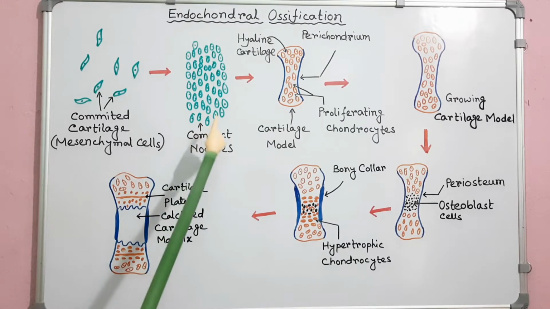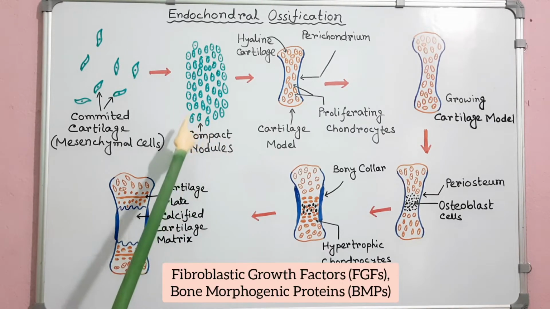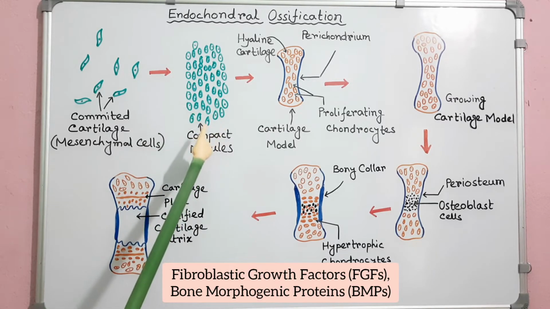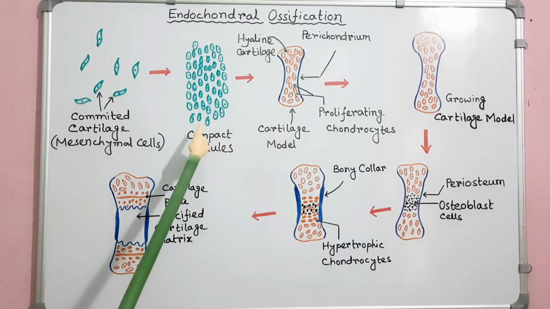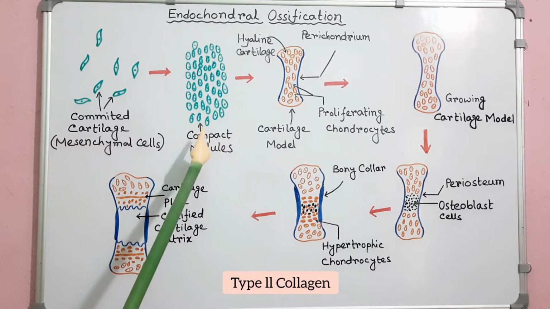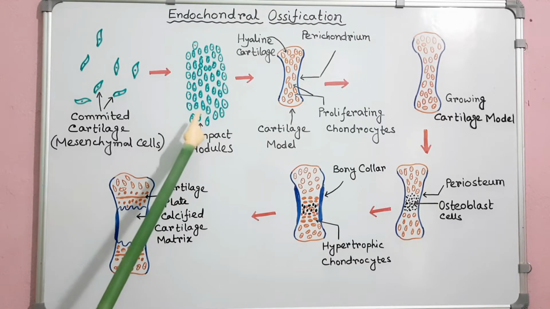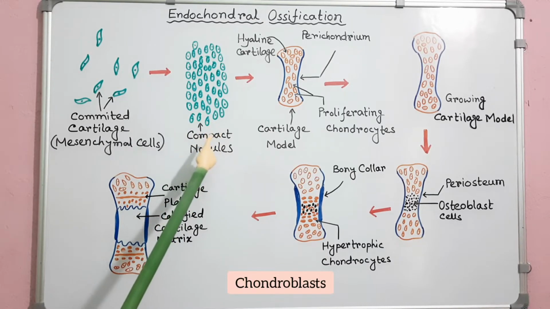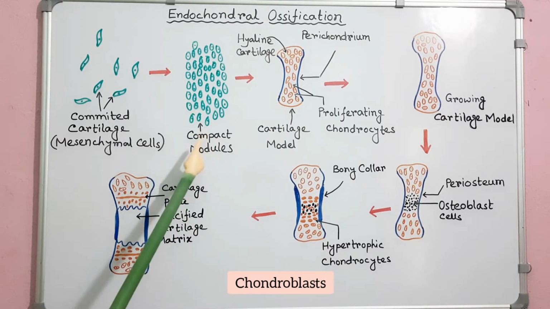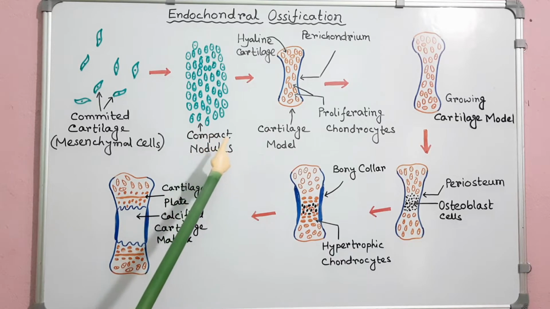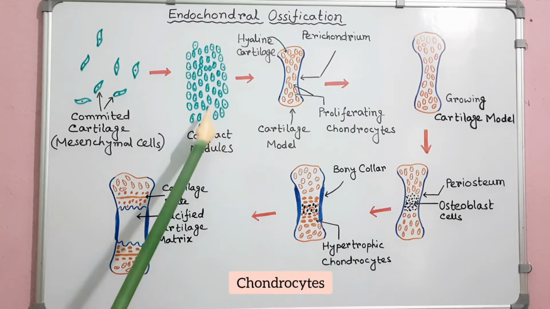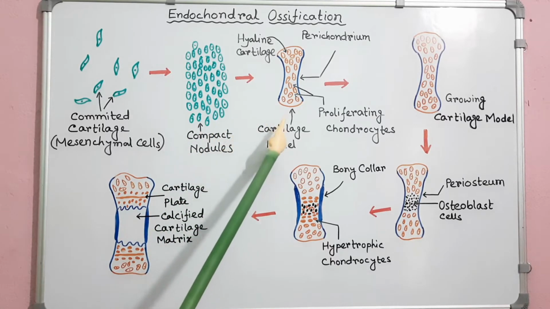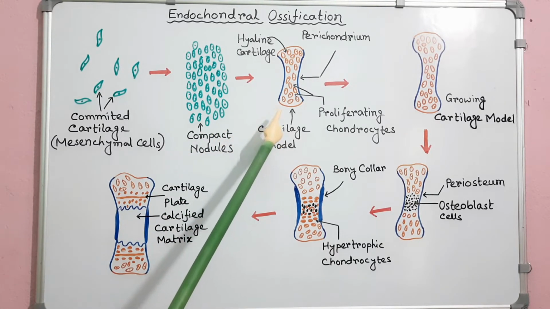Under the influence of different fibroblast growth factors and bone morphogenic proteins, the mesenchymal cells initially express type 2 collagen and differentiate into chondroblasts. Chondroblasts in turn differentiate into chondrocytes and proliferate to form the cartilage model of bone.